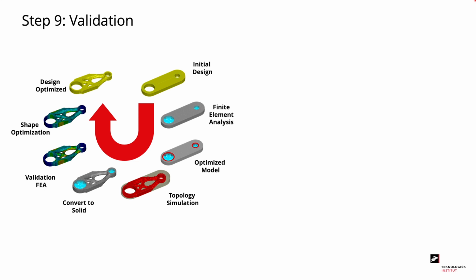The final step before we start printing is to validate our design. We can check that the robot gripper actually fits on the robot, and we can do that in our CAD program. We can also use simulation tools to simulate if the robot gripper is strong enough and if it's possible to optimize it even more.